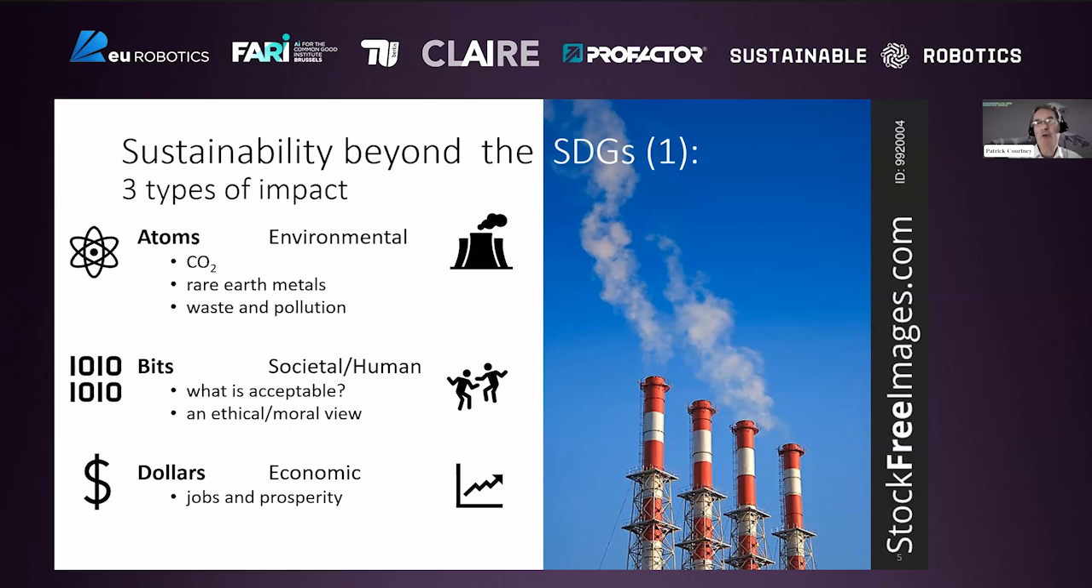So we're talking about CO2, rare earth metals, waste and pollution and plastics. So that's really dealing with the world of atoms and molecules. And obviously that affects us as human beings in the world, and it affects the people and animals around us and the plants.